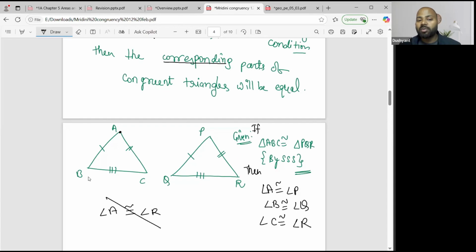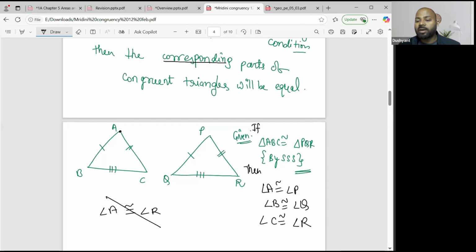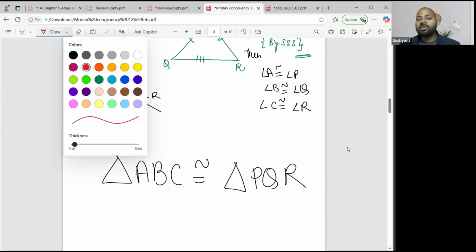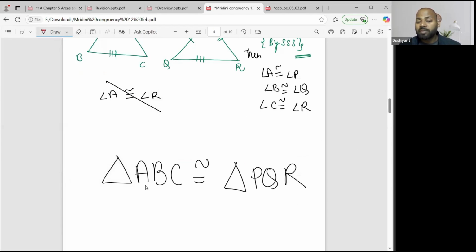If you take AB equal to PQ, then BC equal to QR, and then CA equal to RP, have a look with me, stop writing. If I have triangle ABC congruent to triangle PQR, this is very important, please don't miss any point. Writing down the triangle names in this order is very important, because it represents the corresponding parts.